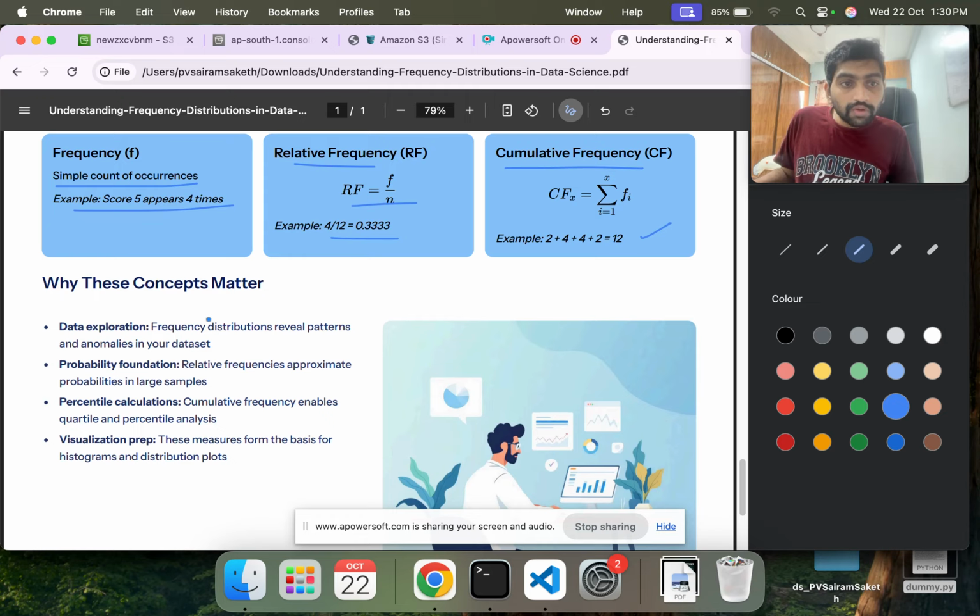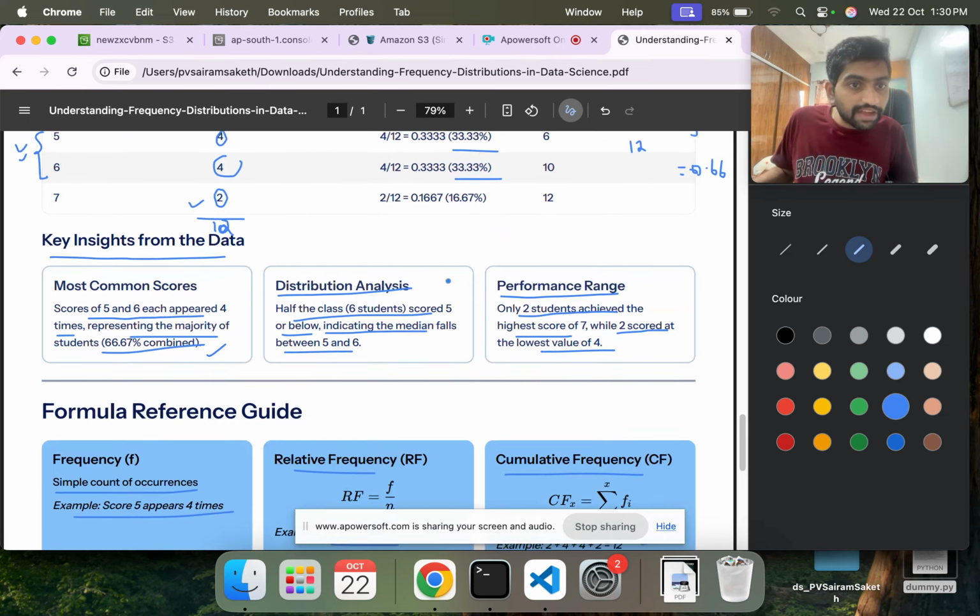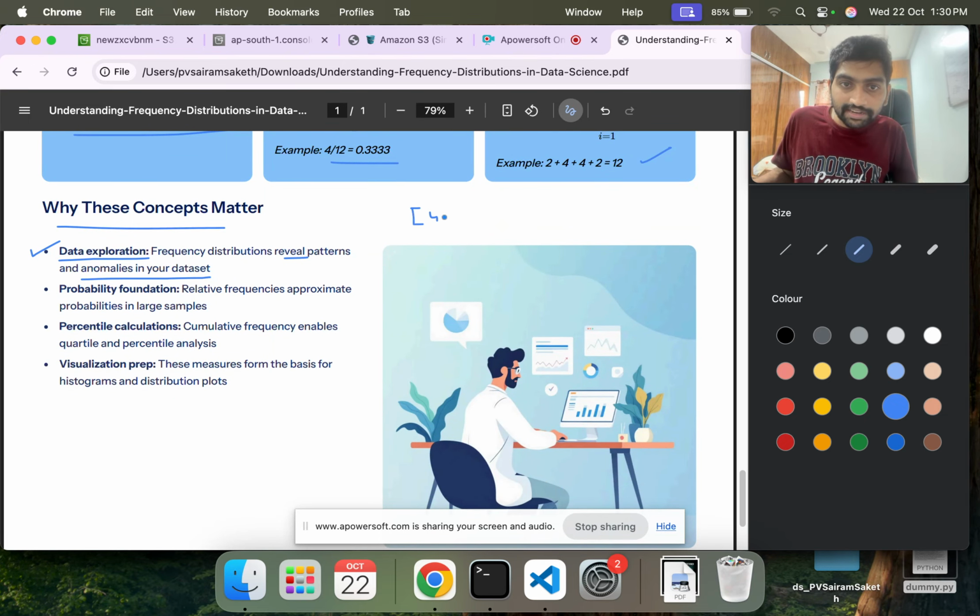So why do these concepts matter for the data exploration process? First, frequency distribution reveals patterns and anomalies in your dataset. Let's say in your dataset, if any outlier is there, what will the frequency and cumulative frequency do? It will tell where the outlier is present. If we selected this data set like 4, 4, 5, 5, but suddenly I write 50 here, you are able to detect the outlier from this frequency table.